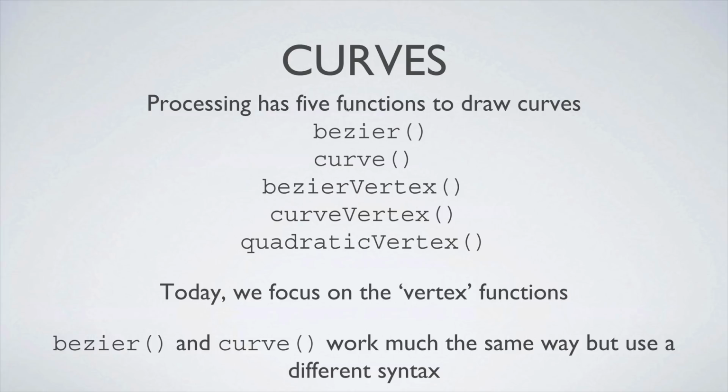Processing has 5 functions to draw curves. There's Bezier, curve, Bezier vertex, curve vertex, and quadratic vertex. So we're going to focus on the vertex functions today. Bezier and curve work much the same way, but use a slightly different syntax.